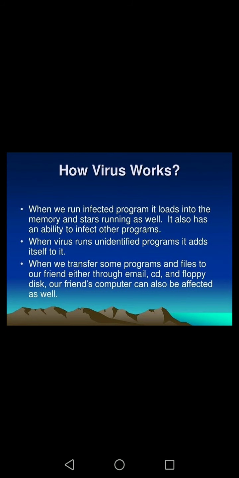When we run an infected program, suppose someone has sent an email attachment to our computer, then whenever we open this email and download that attachment, there was a virus with that attachment. So when it runs, it starts running as well. It also has the ability to infect other programs. Then the virus will start its work, and the virus has the ability to infect the other programs.